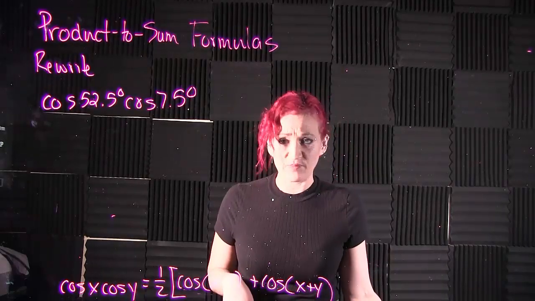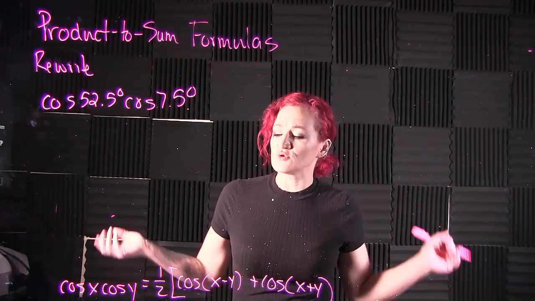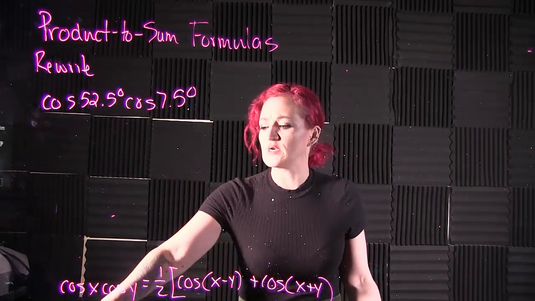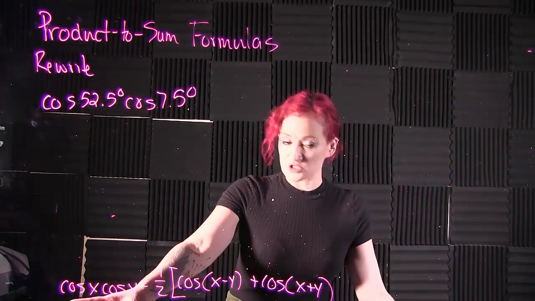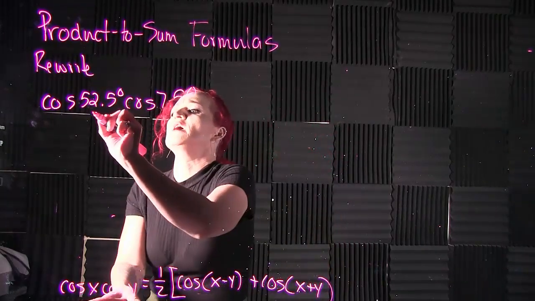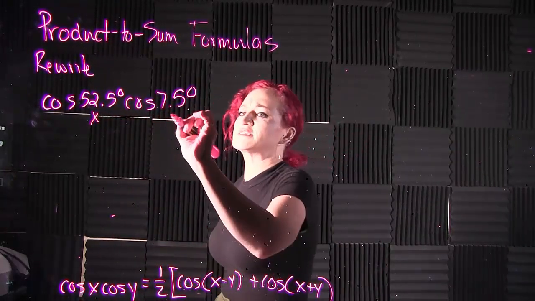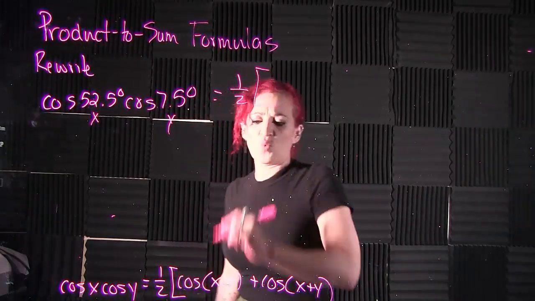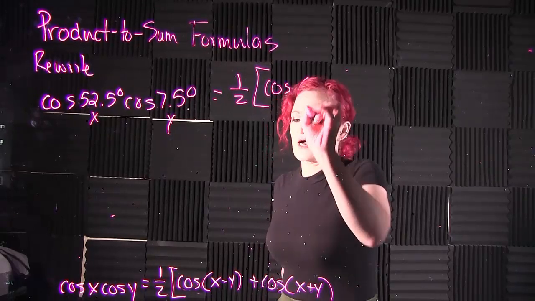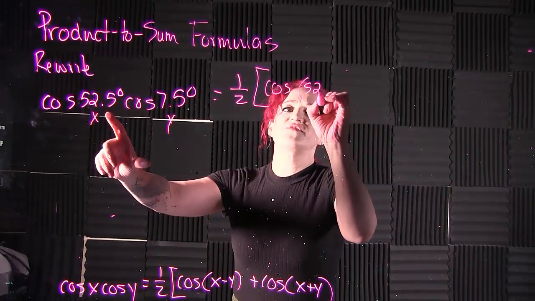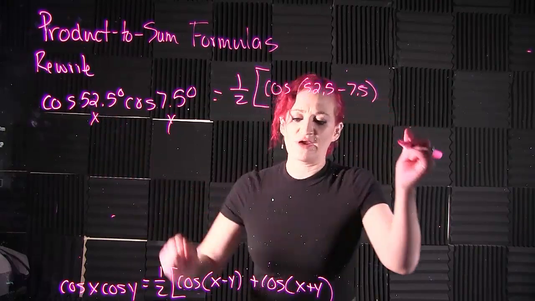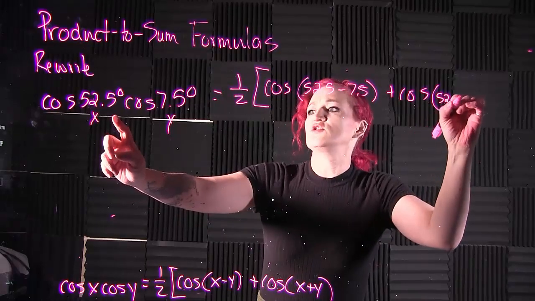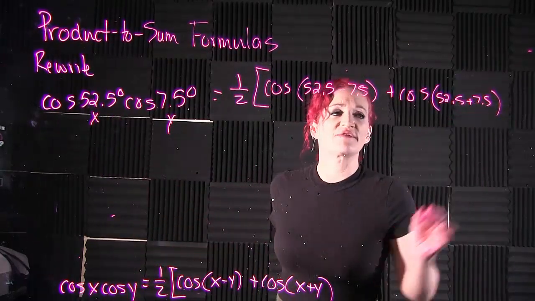All right, so let's do that one more time here, except we have cosine 52.5 times cosine 7.5. We are going to use a product to sum formula here. This time, since we have cosine times cosine, we do need to use the appropriate formula when you are multiplying a cosine times a cosine. That means the 52.5 will be my x, the 7.5 will be my y. When we plug in, we will get 1/2 times cosine of, when we subtract them, 52.5 minus 7.5, plus cosine of, when we add them together, 52.5 plus 7.5.